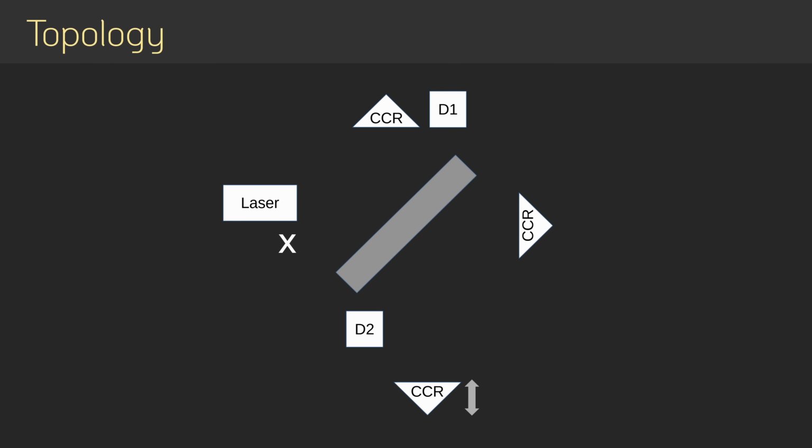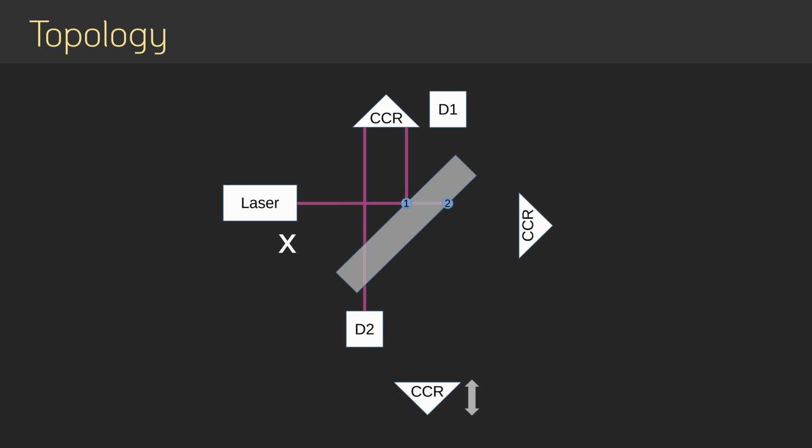The beam emitted from the laser hits the first surface of the splitter plate. It is divided at point 1 into 2 beams. One continues within the glass plate and the other travels to the upper corner cube reflector, where it is returned back to the detector D2.